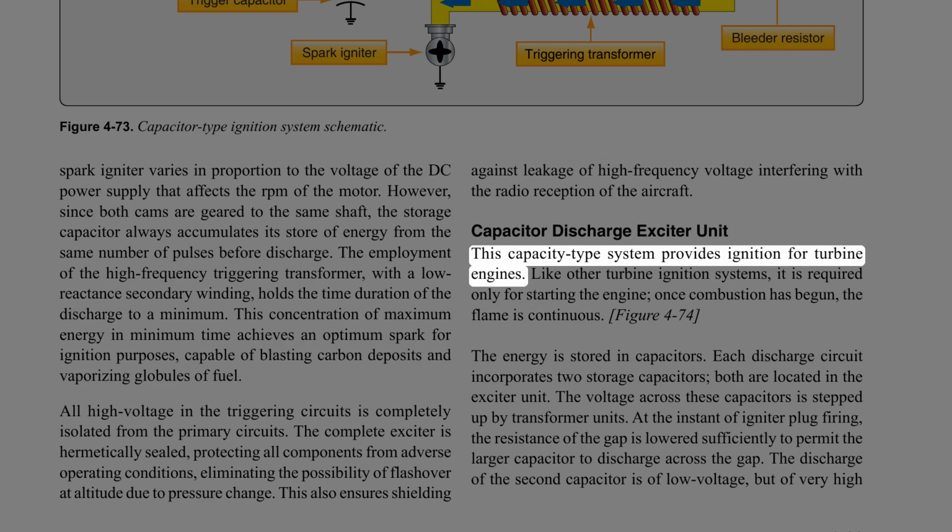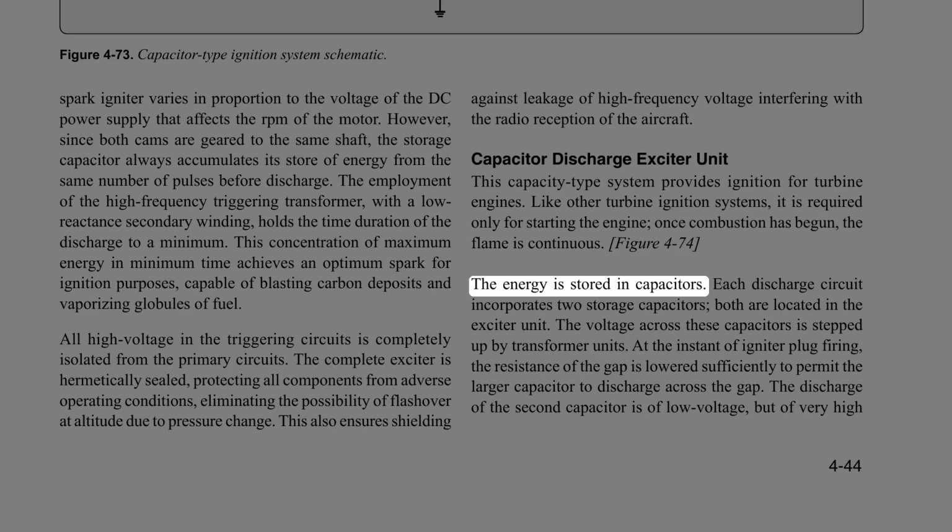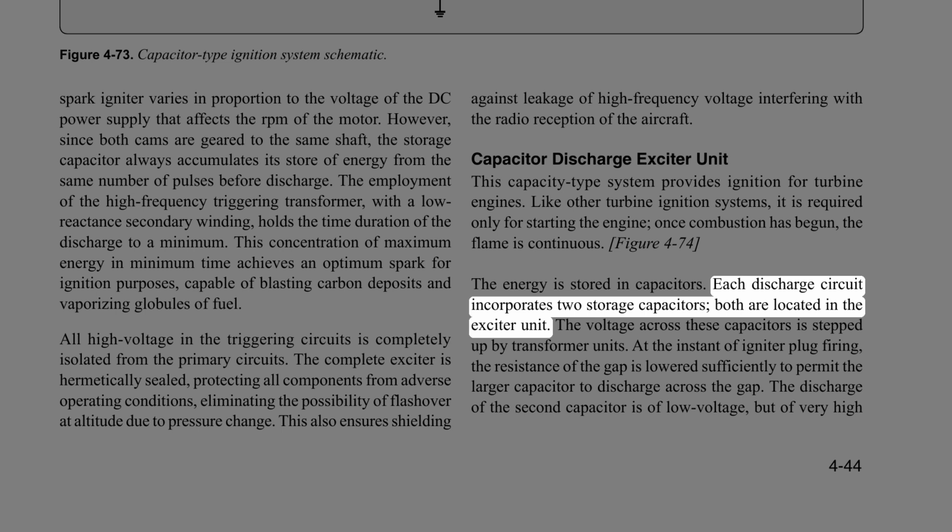Capacitor Discharge Exciter Unit. This capacity-type system provides ignition for turbine engines. Like other turbine ignition systems, it is required only for starting the engine. Once combustion has begun, the flame is continuous. The energy is stored in capacitors. Each discharge circuit incorporates 2 storage capacitors. Both are located in the exciter unit.